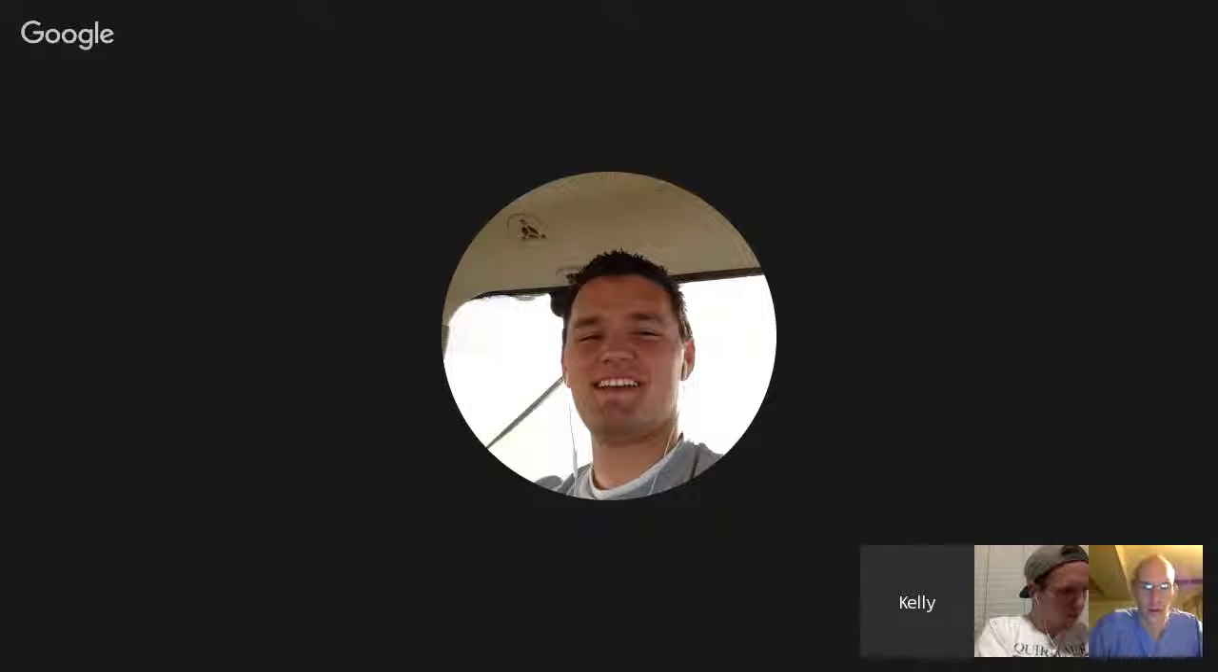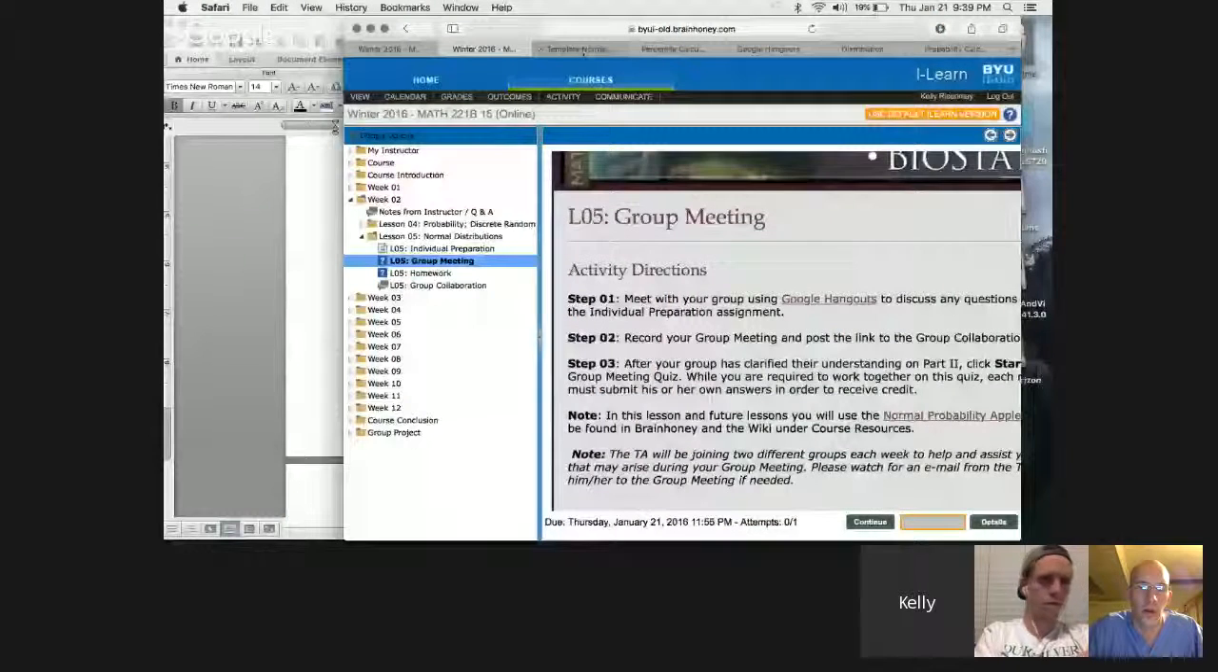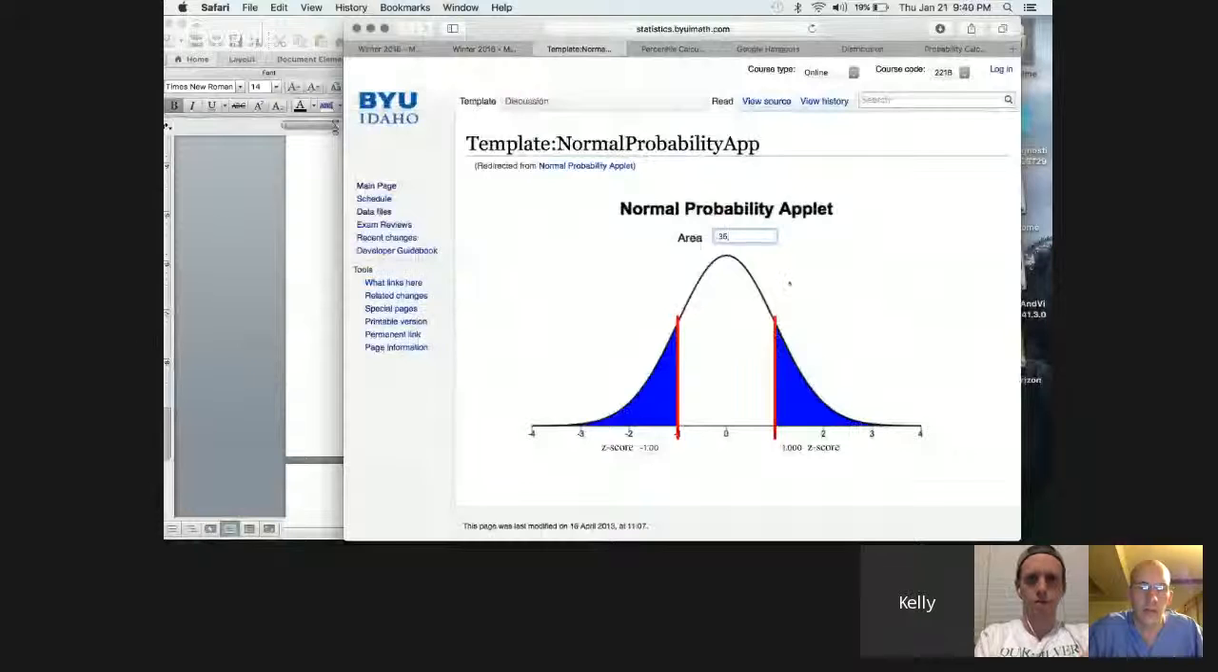Oh my gosh, we've got so many tabs open. Okay, I'm sharing my screen. Sharing? Yes, it is. Okay, you're saying put 0.35? Yes, in the top center. And that's how we get the 35th percentile.